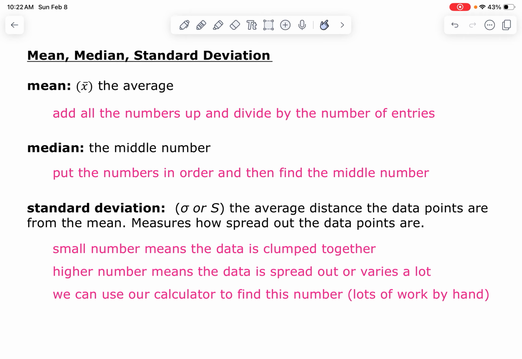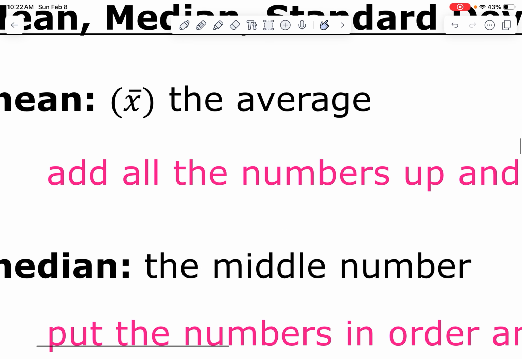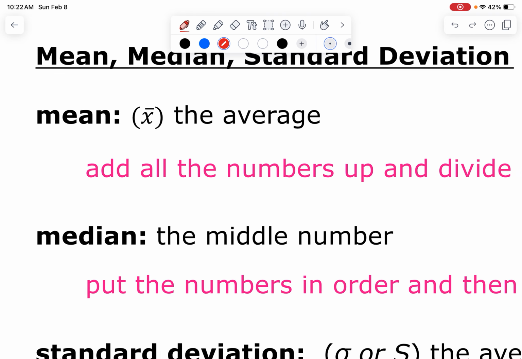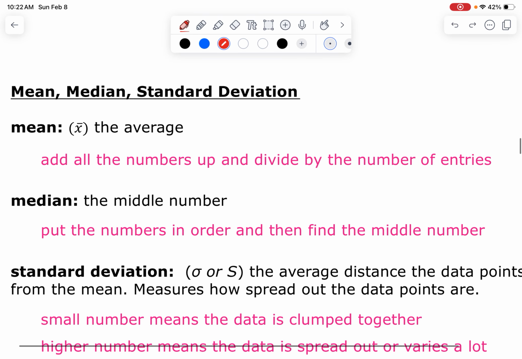Okay, so mean, median, and standard deviation. The mean, you'll notice here, you'll see this x-bar. That is another way to display mean in statistics, and you'll often see it referenced that way. But the mean is the average. One of the quick ways to find it is to add all the numbers up and divide by however many entries there are in the data set.